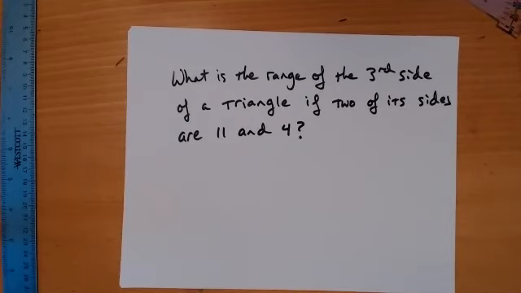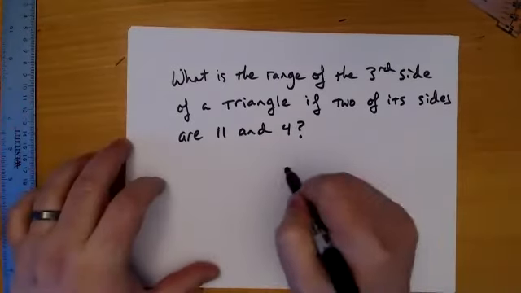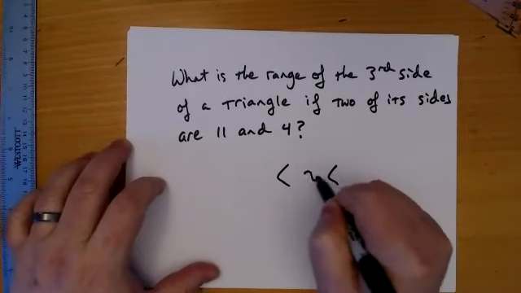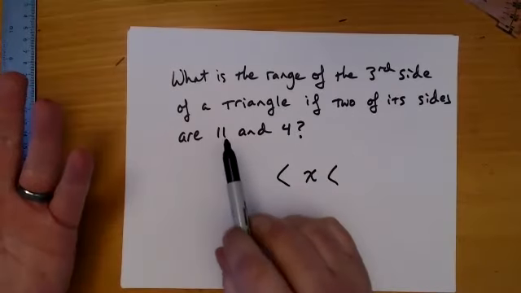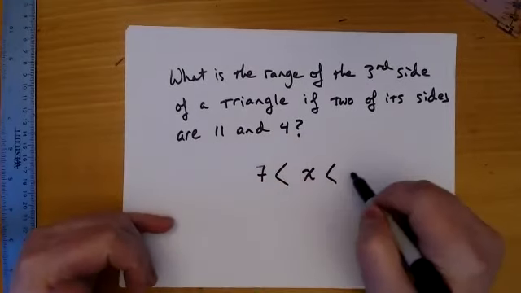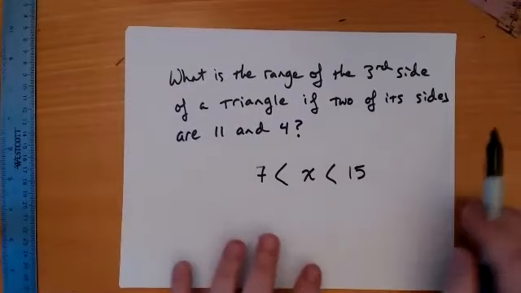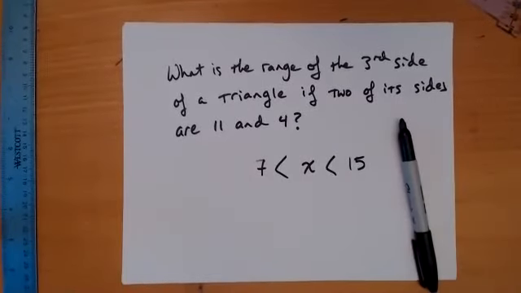So your answer is a range of numbers. It's an interval of numbers, okay? It's some number. You don't know what it is. Call it X. And it's got to be between 7, because that's 11 minus 4, and 15. And it could be any number, and that's it. That's what they wanted. And you're done. Copy that down.